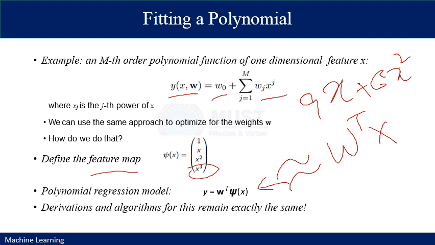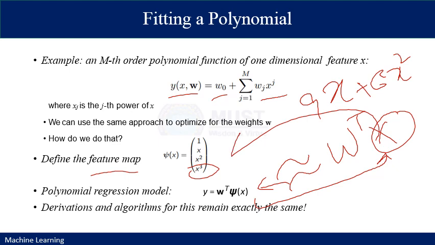So you can see there is one difference. In the linear model, we had the linear representation of input features. On the other hand, in the polynomial regression method, we have a feature map of the input. Again, the rest of the derivations and algorithms remain exactly the same.